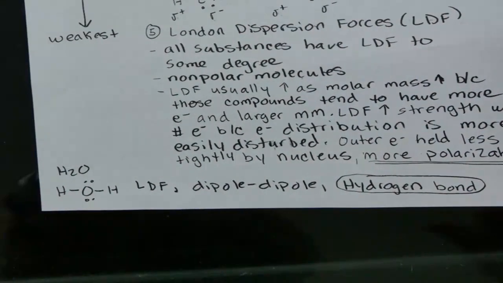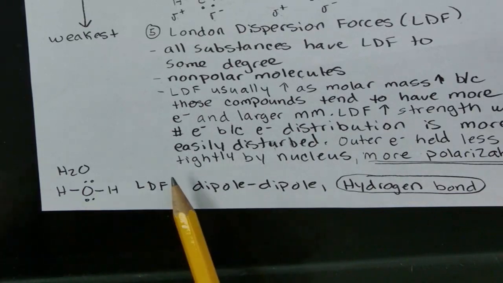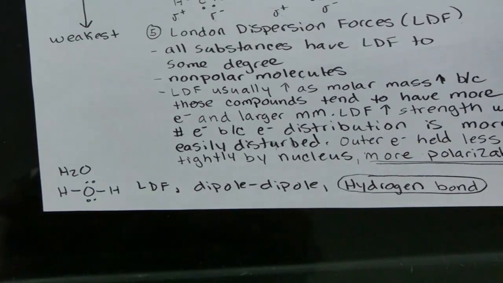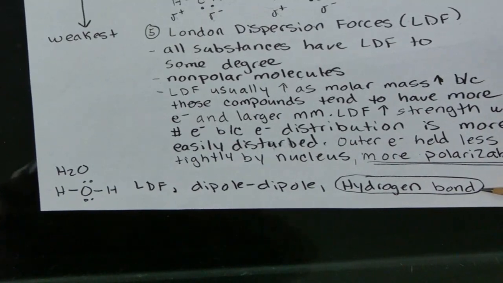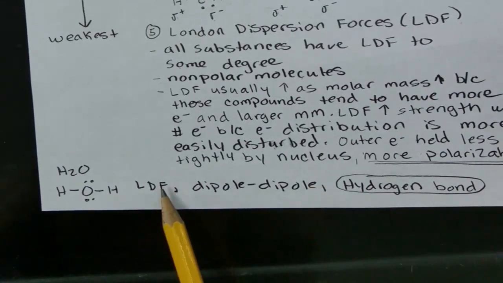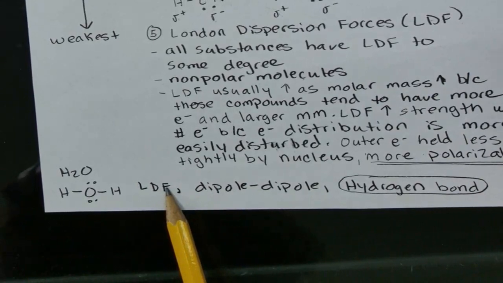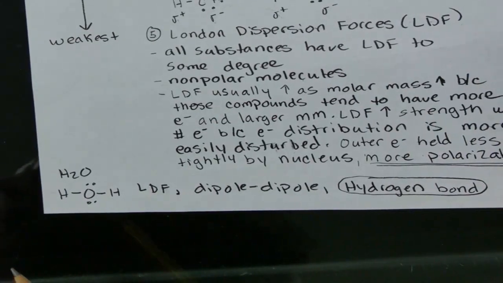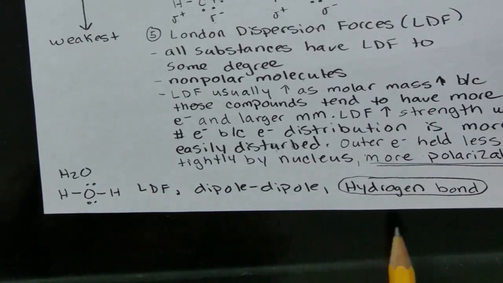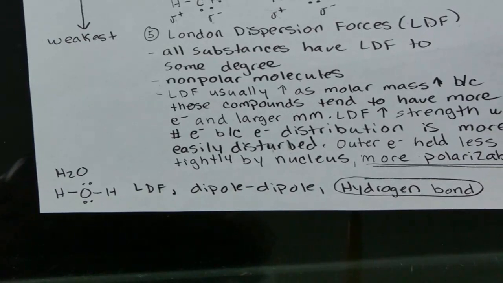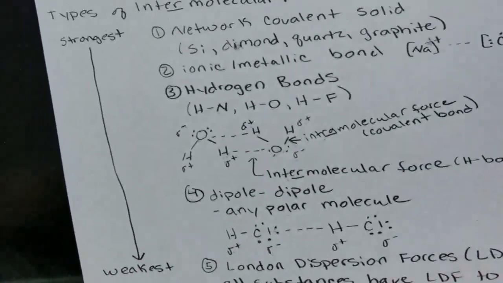All right, now, water has three different intermolecular forces. The hydrogen bond is the strongest of the three forces. The London dispersion is the weakest. So when we talk about the strength of the intermolecular force of water, the hydrogen bond is going to be the main player there. That's the one that's going to really be determining the majority of that strength.